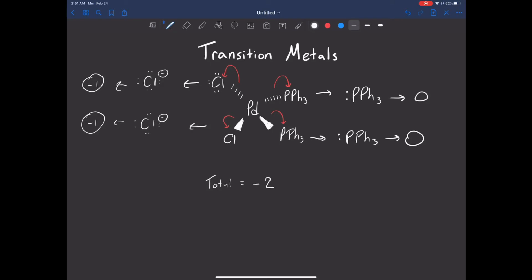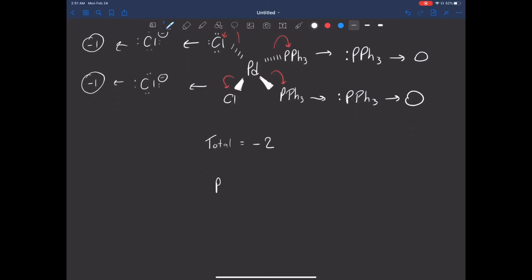So how does this help us? What we have to do is use this in terms of the valence electrons of the metal. So if you look at the periodic table and find palladium, palladium is in the 10th column. What that means is that it normally has 10 valence electrons. All right, so I'm going to write here, palladium, normal, 10 valence electrons.